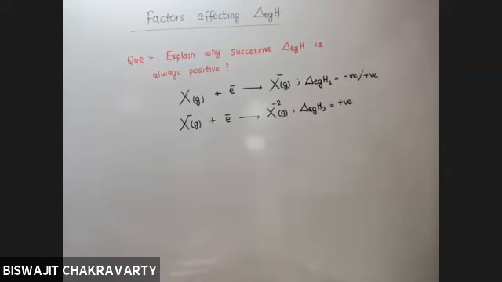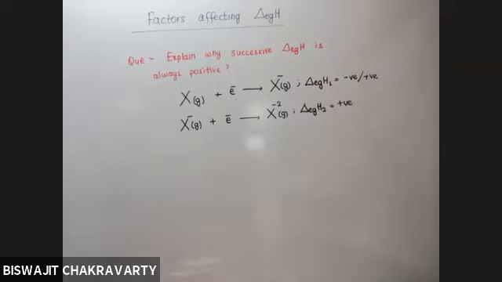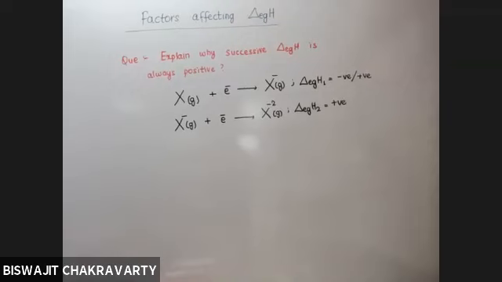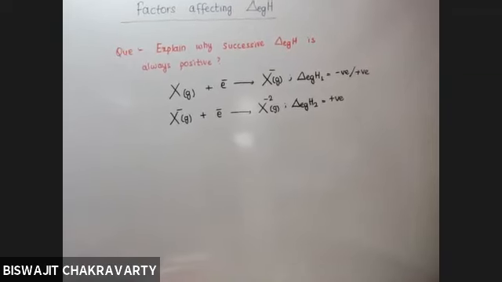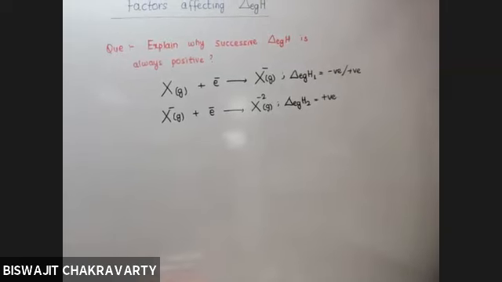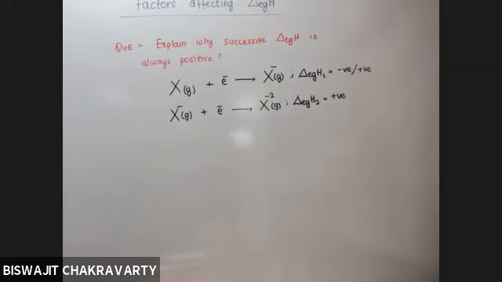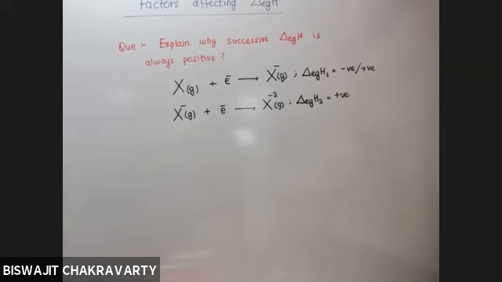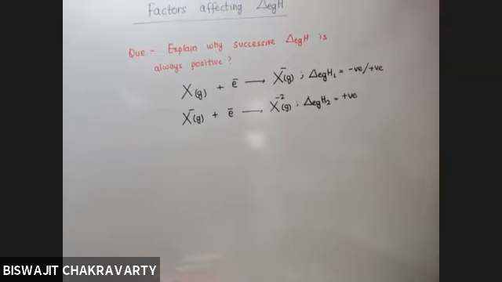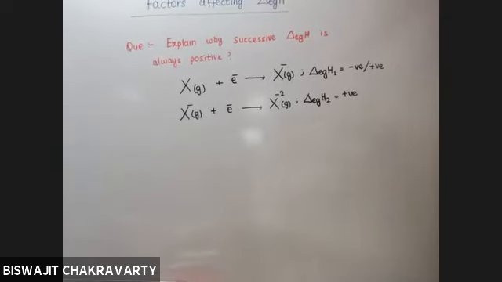Yes, sir. Anyone having any doubts? Please tell me in understanding this. Why are successive electron gain enthalpies always positive? I can explain it again. Everyone has understood. Fahim, is it clear? Sir, can you explain again?